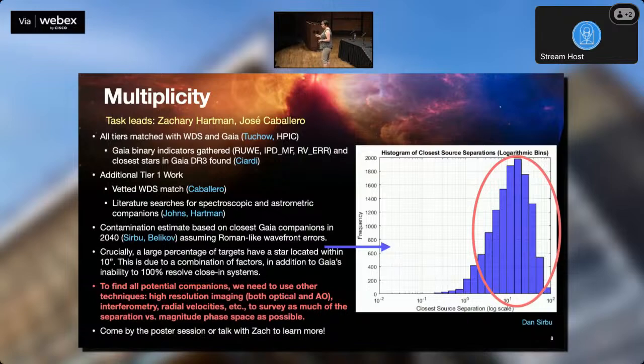So it's absolutely vital that we go through and look at different techniques. So we look at high resolution imaging, both optical and adaptive optics, interferometry, radial velocities, to survey as much about this as possible. This is not my field of expertise, but Zach Hartman is here. I saw him walk in, so please ask him.